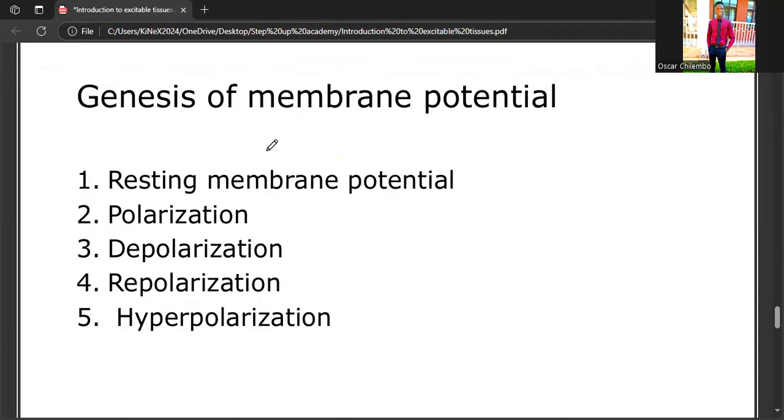this is the process of how an action potential is generated, which involves the resting potential, the resting membrane potential, then going to polarization, then depolarization, repolarization, and eventually hyperpolarization. Okay. So if you have a paper right now, you can write this down so that when I go on the diagram, you can relate when I'm explaining. Okay.